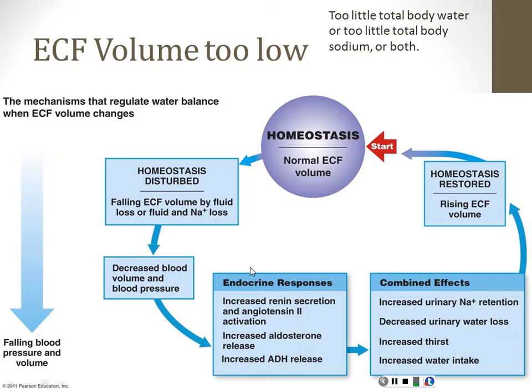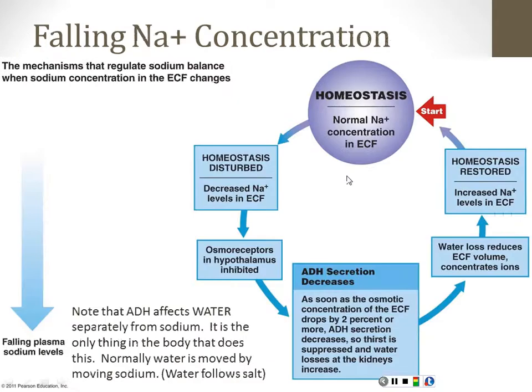Okay, so the effects of this are increased urinary sodium retention, so salt retention. Salt retention causes water retention. Okay, so we have a decrease in urinary water loss. ADH also causes a decrease in urinary water loss. ADH makes you thirsty, which causes an increase in water intake. So these effects arise from this problem, a decreased blood volume and blood pressure. Eventually, these things together will cause an increase in extracellular fluid volume, and now we're back to homeostasis again. Okay, so this is the fluid side of this situation.